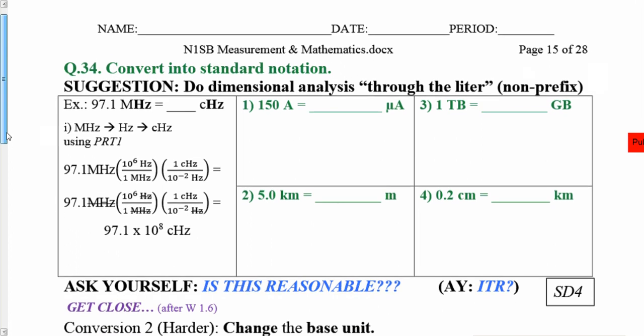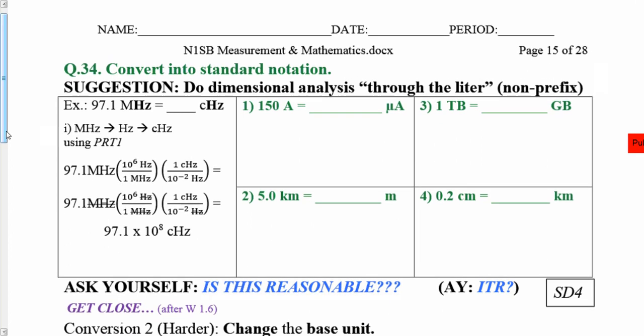Now, the last piece we'll look at right now is converting into standard notation when you're going between different prefixes. How do we do this? Well, the nicest way to do this is a way you're familiar with. Now, there are multiple ways to do this, more than one way to skin this cat. However, if you are looking to essentially reinforce what you've learned in the past, let's do the way you did in chem. Go through the leader. Everything went through the leader.